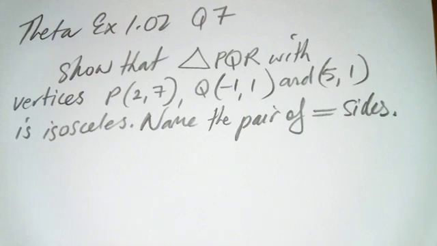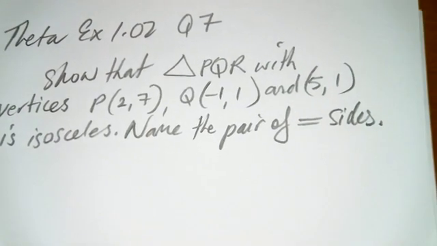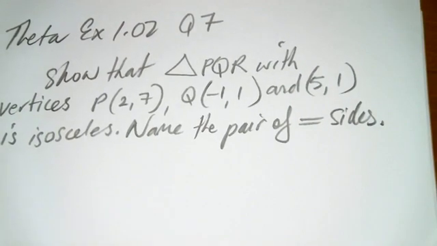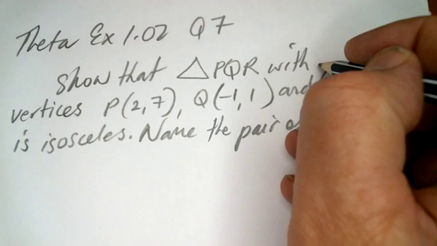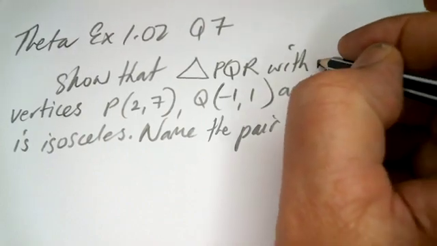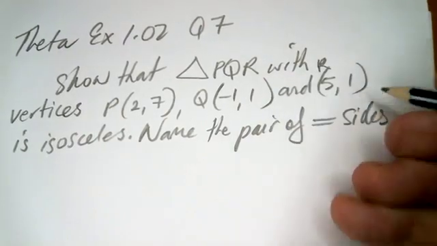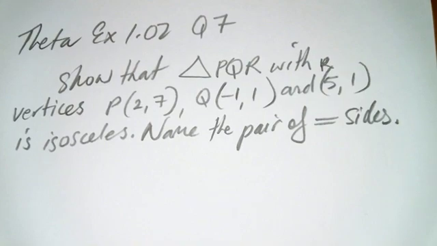All right, Theta exercise 1.02, question 7. It says, show that triangle PQR with vertices, they're the corners, P, Q, and R. Oh, that's meant to be R, I think. R. That's R. Not a very good R, is it? R, which is 5, 1, is an isosceles triangle. Name the pair of equal sides.